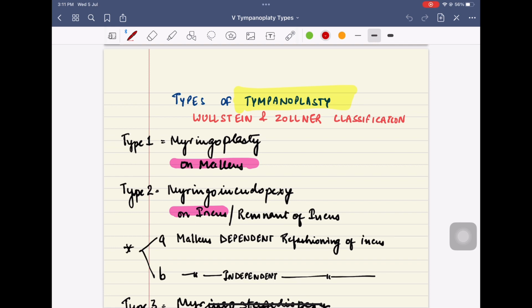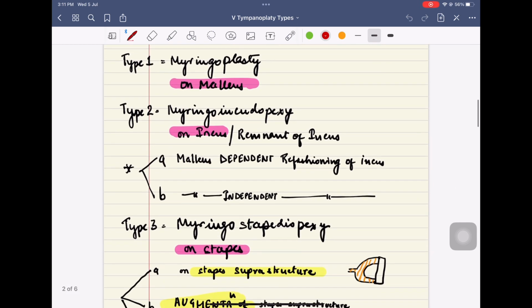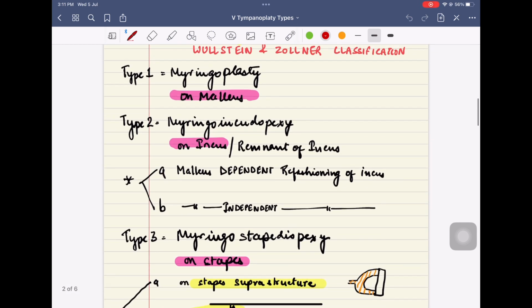Now coming on to the Wolstein and Zollner classification. First of all, type 1. Type 1 is also called myringoplasty, in which the graft is placed on the malleus. Now what is type 2? Type 2 is when the graft is placed on the incus, or myringo-incudopexy. Either it is placed on the incus or the remnant of the incus.